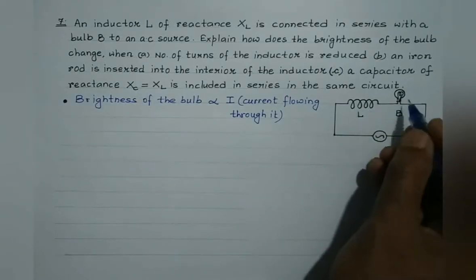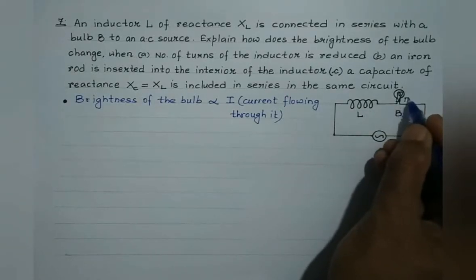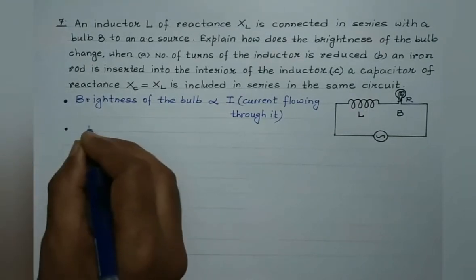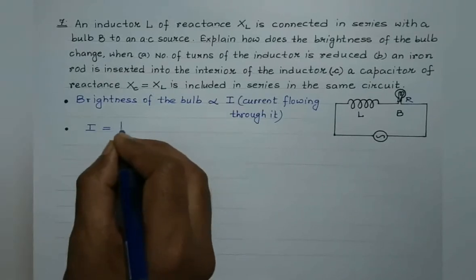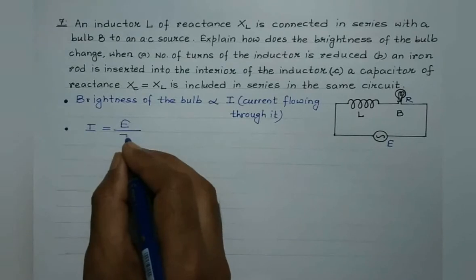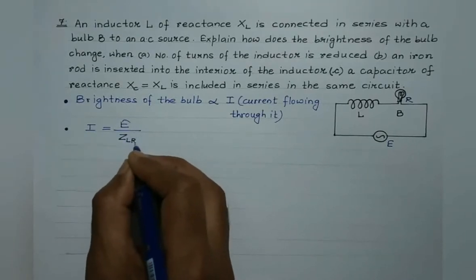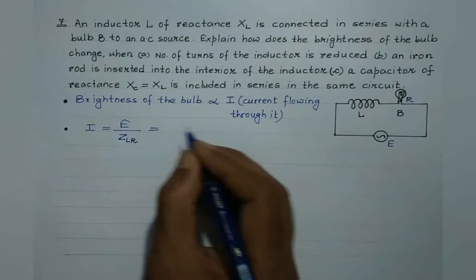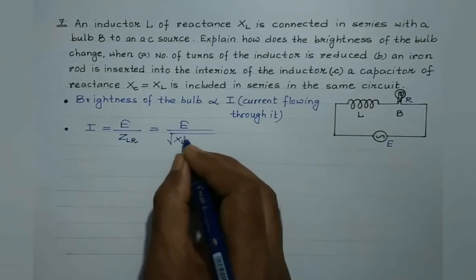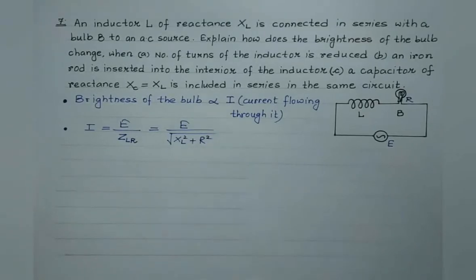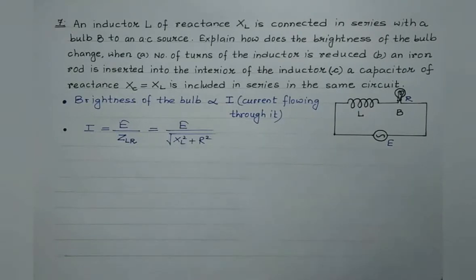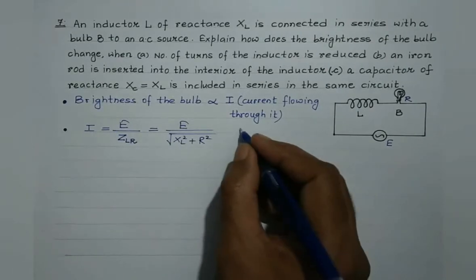Now, this is L and this is R. It will offer some ohmic resistance. So it can be treated as LR circuit. So in this case, current would be given by E divided by ZLR, which is the impedance offered by the inductor and the resistor to the flow of current, which in turn is equal to square root of XL square plus R square. Right? We are aware of this. XL is the inductive reactance, isn't it?